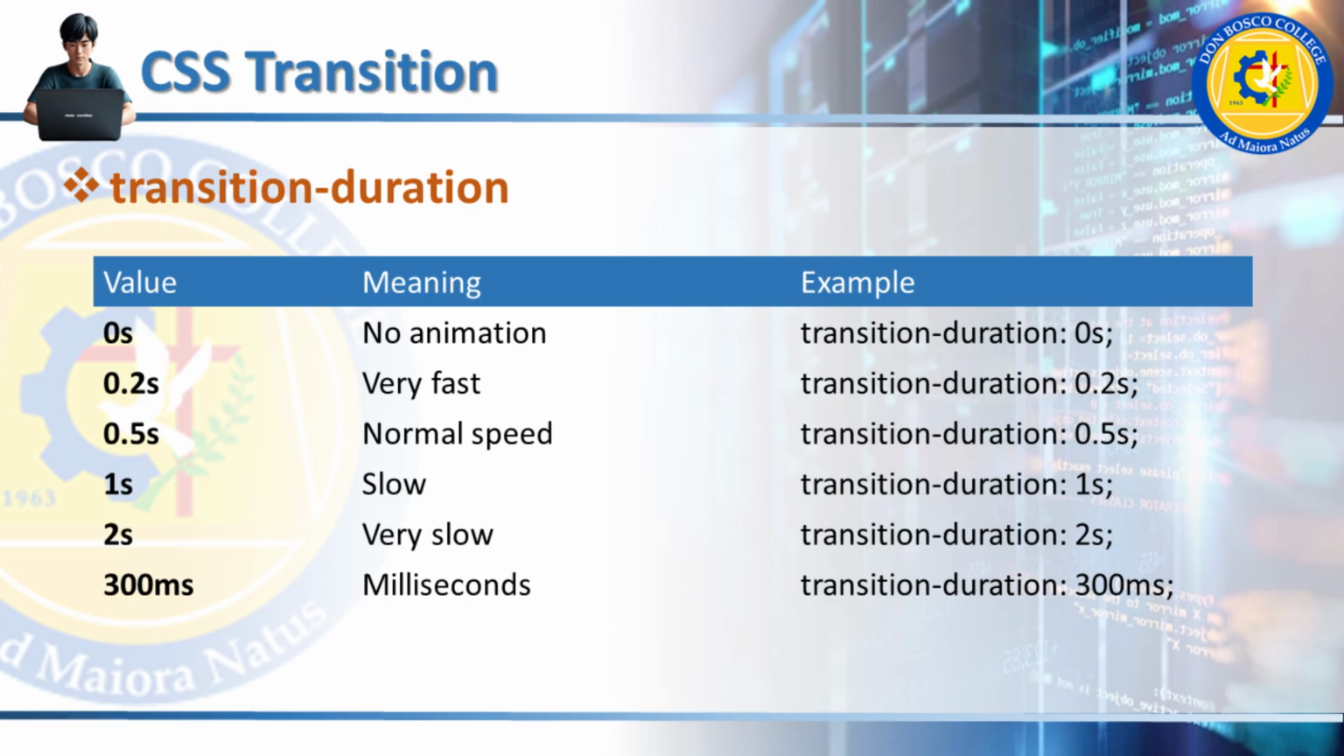Next is transition duration. This property is required in a transition because it defines the length of time the transition will take to occur. It is important to understand how different values affect the animation. For example, zero means no animation will occur. 0.2s creates a very fast transition. 0.5s is considered normal speed. 1s produces a slow transition, and 2s results in a very slow transition. You can also use milliseconds, such as 300 milliseconds, to specify the duration more precisely.